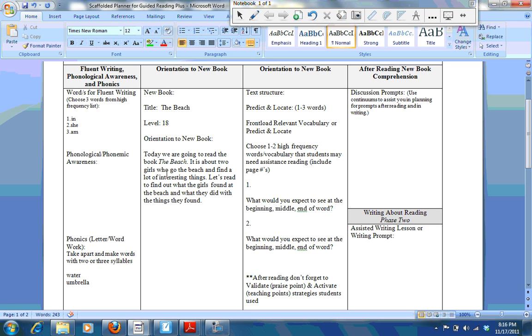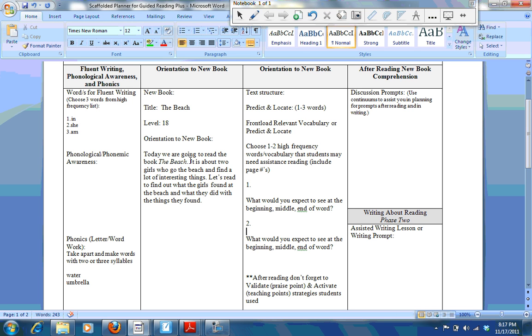Now, as far as your orientation, it's very simple. You say, today we are going to read the book The Beach. So you tell them the name of the book. It is about two girls who go to the beach and find a lot of interesting things. So you tell them a little snippet. And then, let's read to find out what the girls found at the beach and what they did with the things they found. And that gives them a purpose for reading. So that's what they're looking for. What did they do at the beach? What did they do with those things?